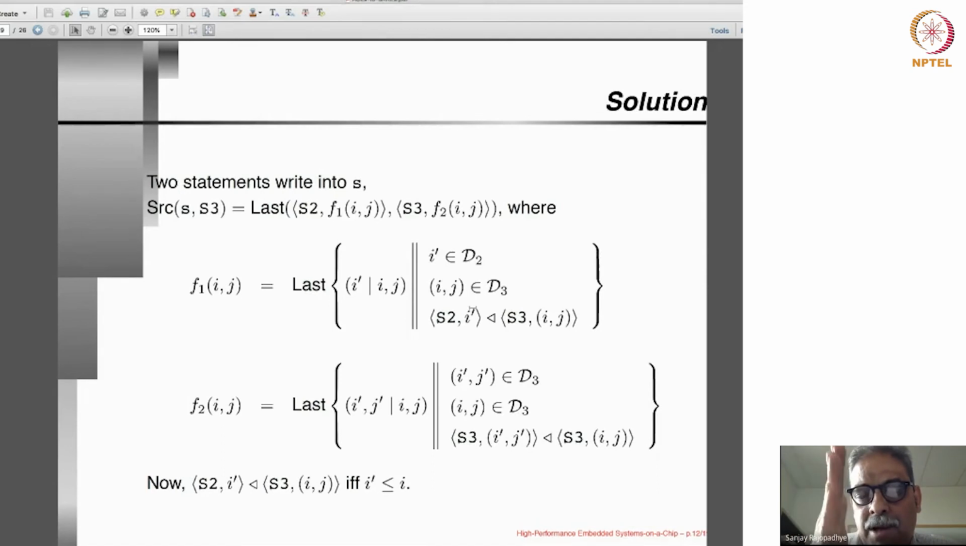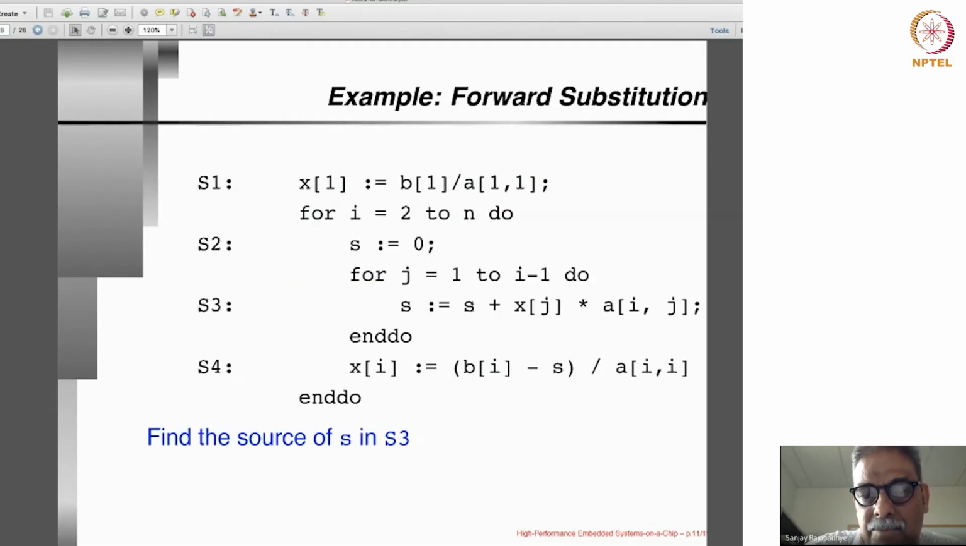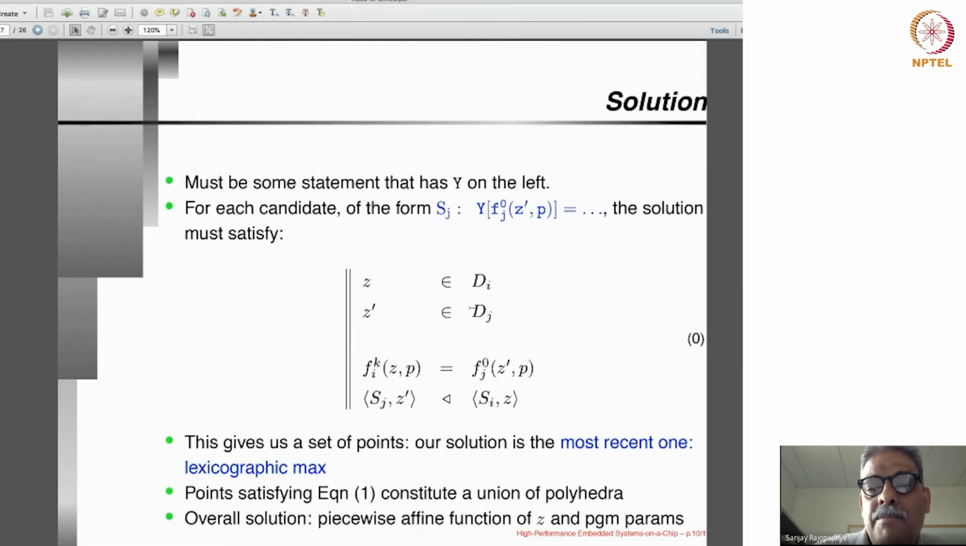So remember, I'm using the vertical bar to separate z prime and z. And remember that I'm going to eventually use the ij in this as parameters. I want this to be, my left-hand side is a function of ij. Okay? So it is the last i prime such that i prime belongs to D2, ij belongs to D3. What about this constraint that I had two slides ago? The memory location being accessed is the same.